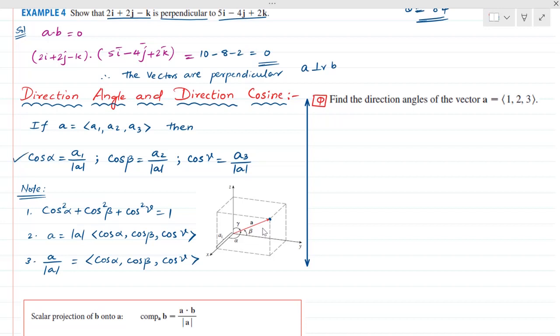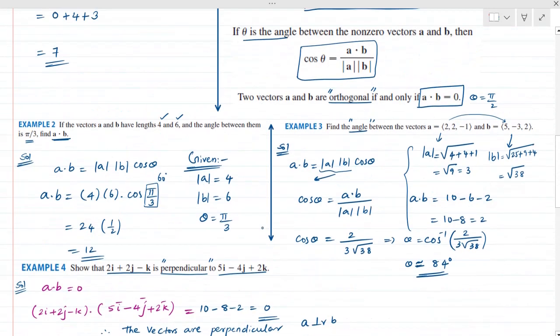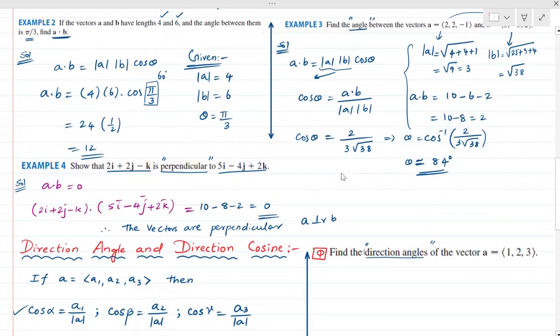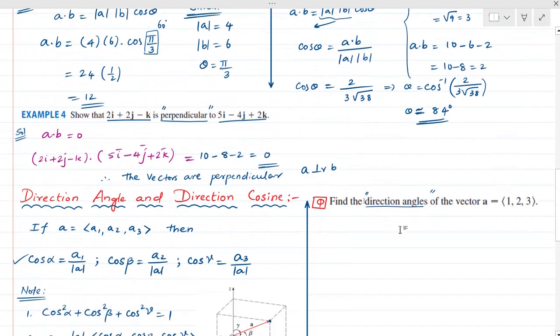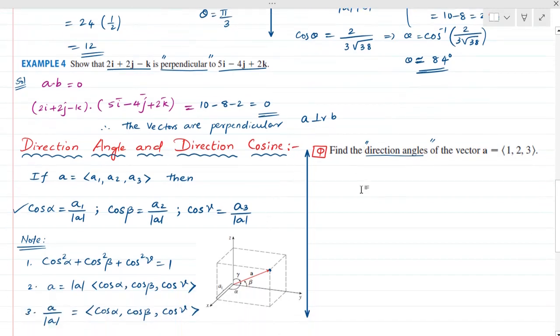Here the question is asking to find the direction angle. What is the difference between the angle and the direction angle? Whenever the question is asking for the angle between two vectors, you will calculate this part. Whenever it is the direction angle of only one vector, we will calculate using the direction cosine.